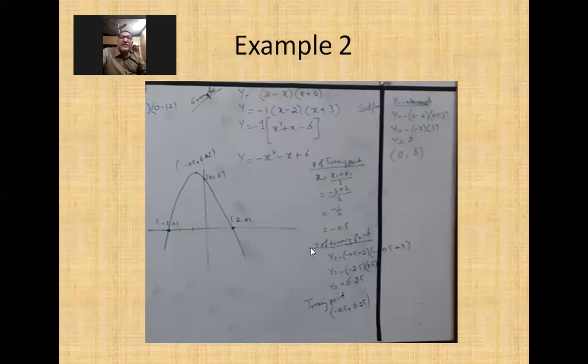And next, I will find the y of the turning point. How do you find the y of the turning point? Once you know the x of the turning point, you simply put that x value into the original equation. So in the original equation, in the place of x, I will put minus 0.5. You can see here we have put that in this equation, and the y value will be 6.25. So the coordinates of the turning point will be minus 0.5 comma 6.25.